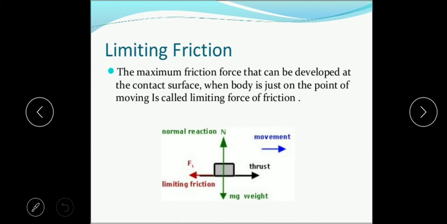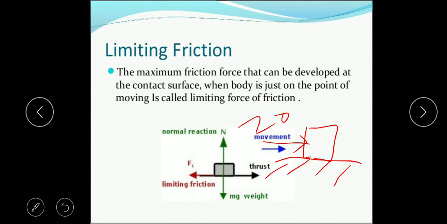So, if we are applying a force on a body, the body will move from point A to point B when we apply a force of 20 Newton. This is the condition, meaning the body can move when we apply the 20 Newton force. So this is the minimum value to start the motion of the body.